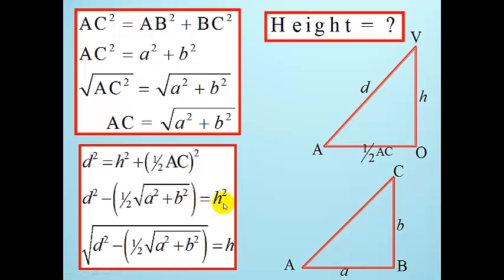So because we are solving for h, we take the square root of both sides, and taking the square root of the right hand side, we are left with h. And when we take the square root of the left hand side, we have the square root of d square minus half the square root of a square plus b square. So if d, a, and b are all known, it means that you'll be able to find the height of the pyramid.